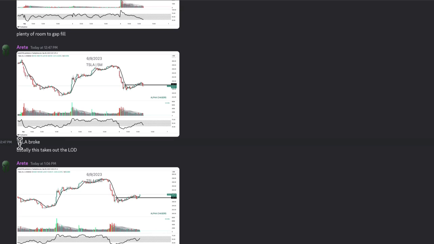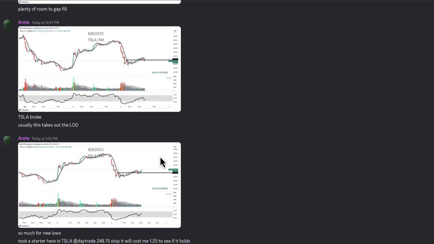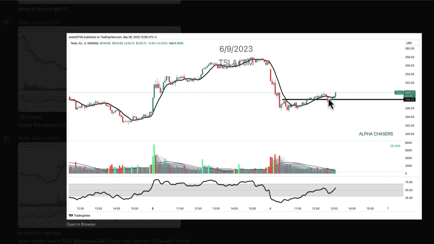You can see my comment here. Tesla broke. Let me slide this over just a little bit so you can see the timestamps right here. Tesla broke, this usually takes out the low. Okay, that's 12:47. 20 minutes later, this is what happens. That bar, guess what it does? It flips, takes out the higher high. As soon as it does that, it's on.